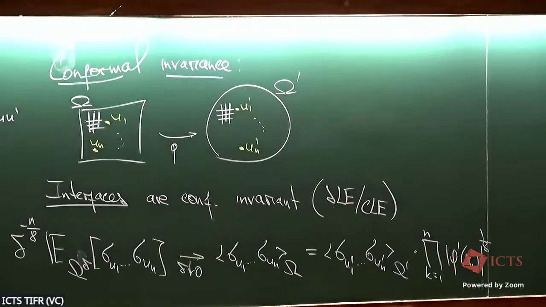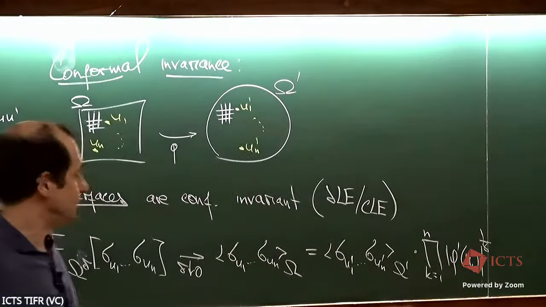Okay, so that's the general picture. Can I ask one question about notation? Sometimes I see "conformally covariant." Right. Here, what's the difference?